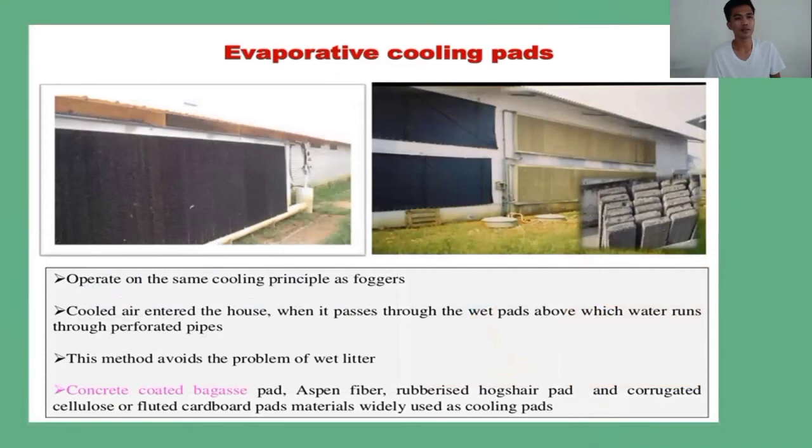Evaporative cooling pads operate on the same cooling principle as foggers. Cold air enters the house when it passes through the wet pads, above which water runs through perforated pipes. This method avoids the problem of wet litter. Concrete coated bagasse pad, aspen fiber, rubberized hog's hair pad, and corrugated cellulose or fluted cardboard pads are materials widely used as cooling pads.